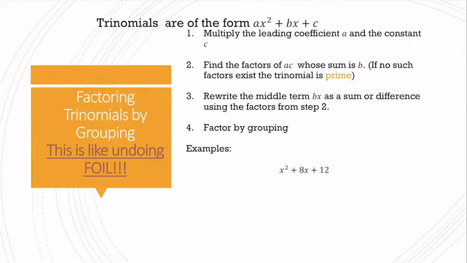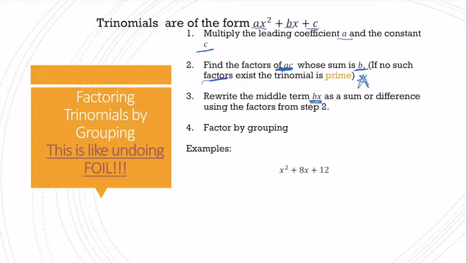So friendly reminder, trinomials are 2-degree polynomials of the form ax squared plus bx plus c. And what we want to do in order to factor trinomials is multiply a by c, and then we want to find the factors of ac that add up to b, and if no such factors exist, our trinomial is prime. We then write our middle term bx as the sum or difference of the 2 factors that we found in step 2, and we factor by grouping. Okay, what does this mean?